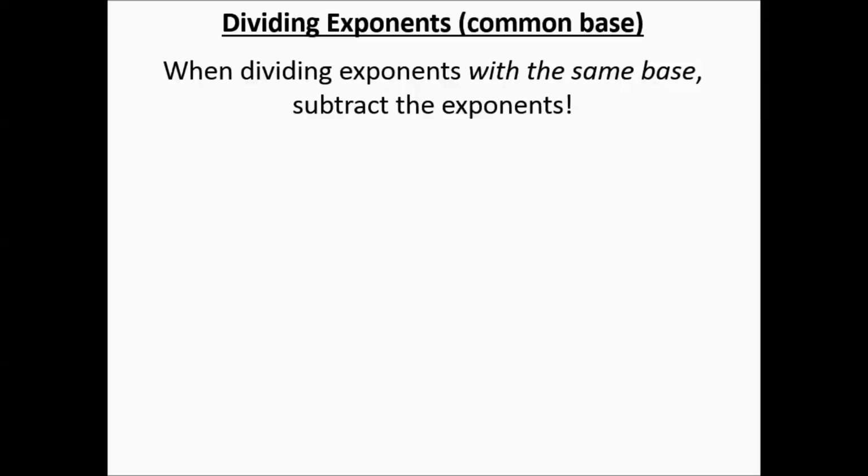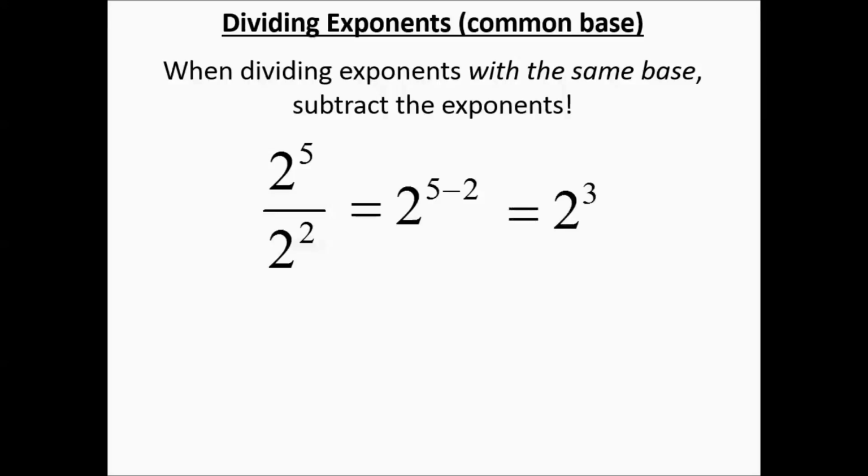So we're going to do a few more. This is a division problem still. It's written in different form, but this is still division. So 2 to the 5 over 2 to the 2nd. You can rewrite that as 2 to the 5 minus 2. It's always going to be the top exponent minus the bottom exponent. Works out to 2 to the 3rd.